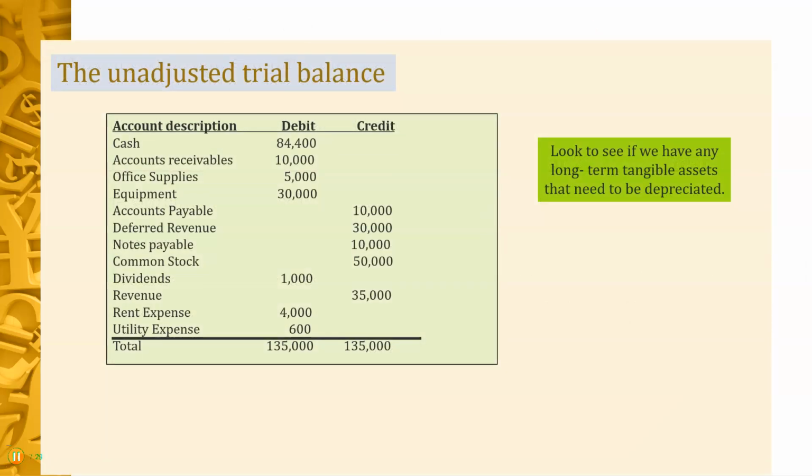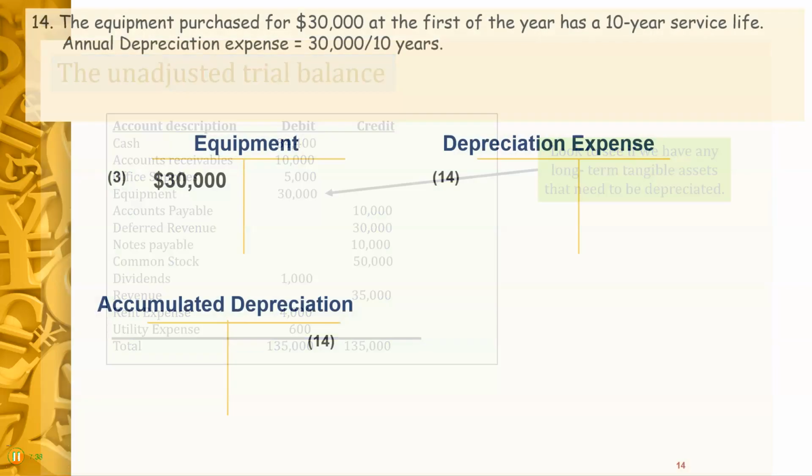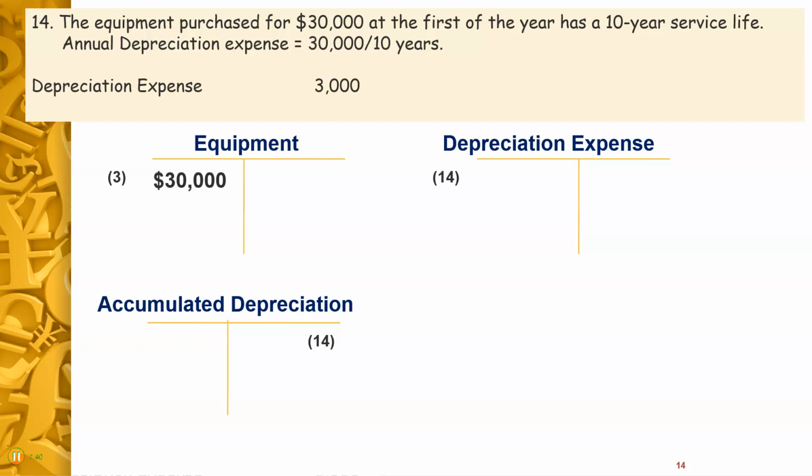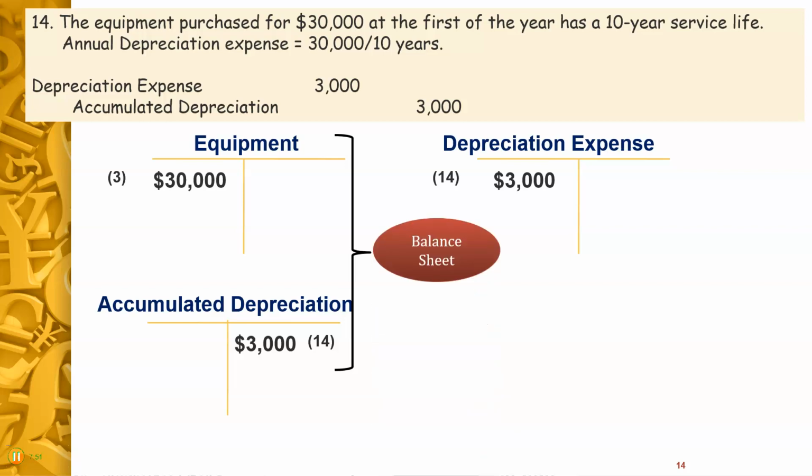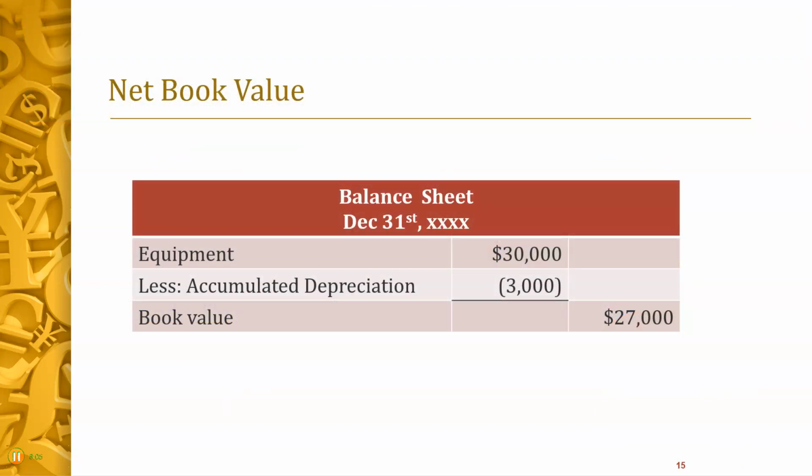Now we're going to look at our unadjusted trial balance to see, do we have any tangible assets that need to be depreciated? Well, we have some equipment. We're going to assume again it's for 3 years, and we're going to book depreciation expense, accumulated depreciation. These go on the balance sheet. You would show equipment, and exactly following it would be the contra account accumulated depreciation. Depreciation expense would show up on the income statement. Again, this is what it would look like on the balance sheet.